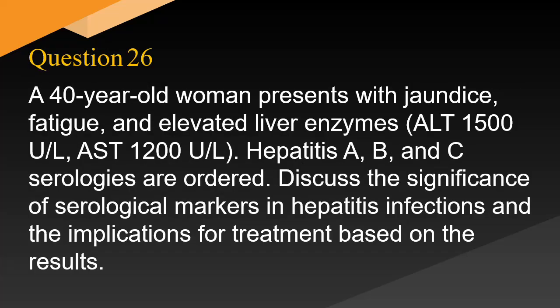A 40-year-old woman presents with jaundice, fatigue, and elevated liver enzymes, ALT 1500 and AST 1200. Hepatitis A, B, and C serologies are ordered. Discuss the significance of serological markers in hepatitis infections and the implications for treatment based on the results.